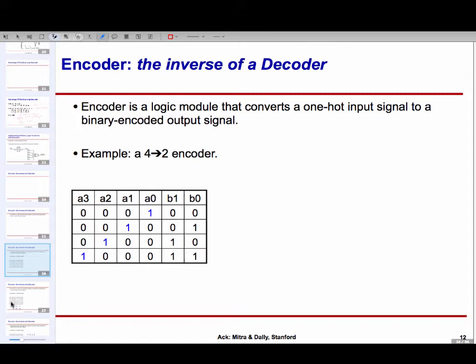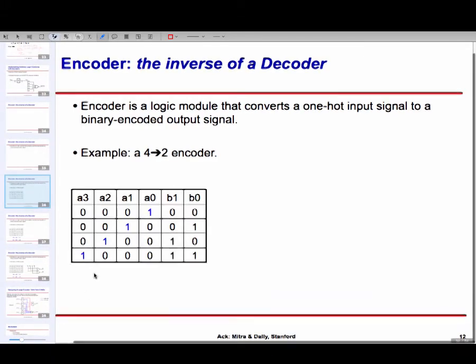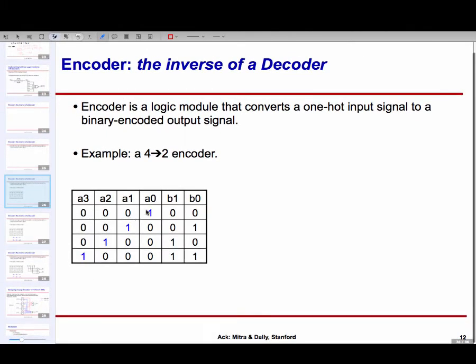So, a 4:2 encoder: I have four inputs, A3, A2, A1, A0, and two outputs, B1 and B0. Input A is one-hot coded. If A0 is 1 and the other three are zeros, then B1 and B0 are both 0, the number 0. If A is 0, 0, 1, 0, then the output is 0, 1. If A is 0, 1, 0, 0, the output is 1, 0, and finally 1, 0, 0, 0 gives output 1, 1.